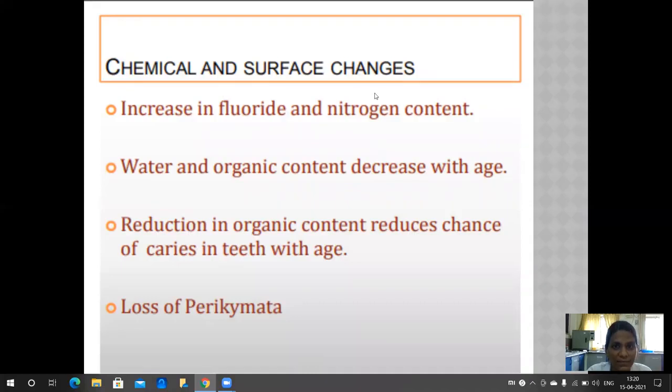Next, the chemical and surface changes. There is increased fluoride and nitrogen content. Water and organic content decrease with age. Reduction in organic content reduces the chance of caries in teeth with age. Last one is the loss of perikymata.